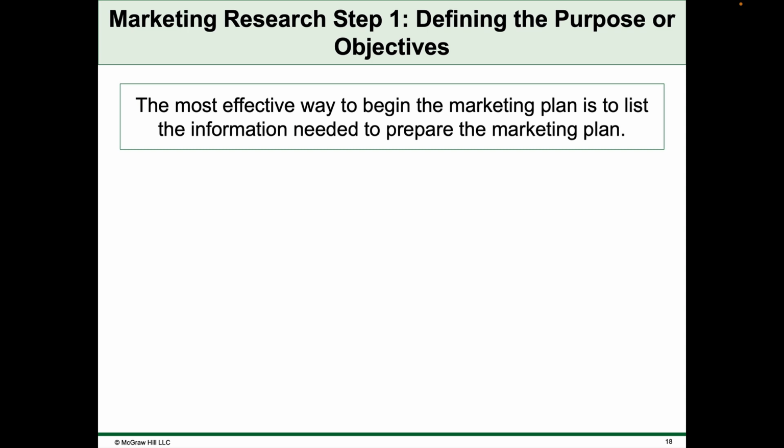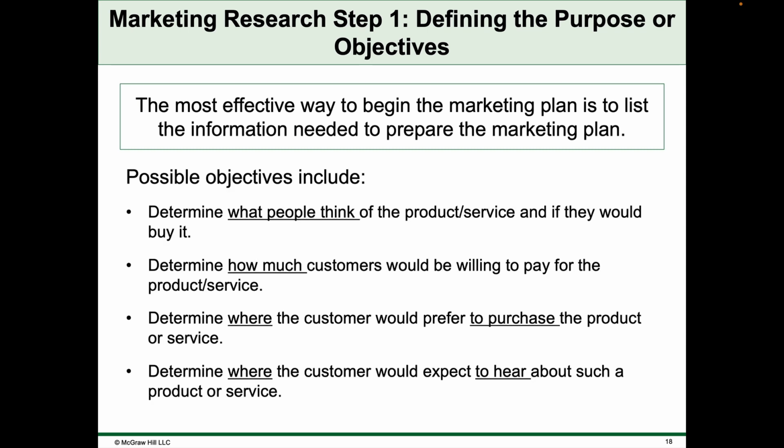How does it begin? Your marketing research will first begin by defining the objectives. What are you looking for as a product of the research that you will be conducting? Some objectives could be: I want to know what people think about my product. I want to know how much customers would be willing to pay. I want to know where customers would prefer to purchase my product. And I want to know where they would want to hear about my product.